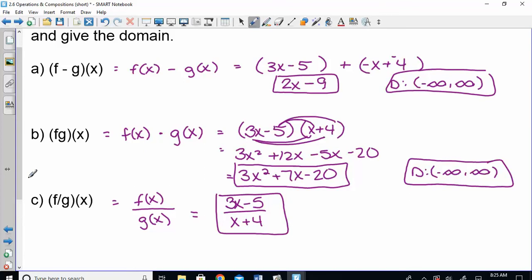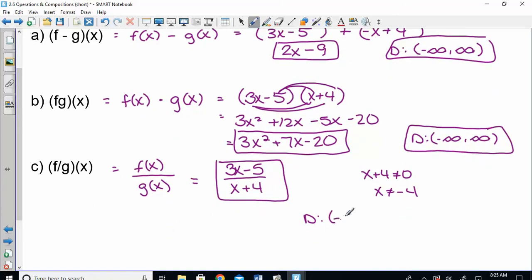Then the domain. So this one does have a fraction. What did we talk about yesterday when we were looking at fractions? 0 in the denominator. So x plus 4 can't be 0. So that tells me x cannot be negative 4. So we can have anything except negative 4. How did we write that?